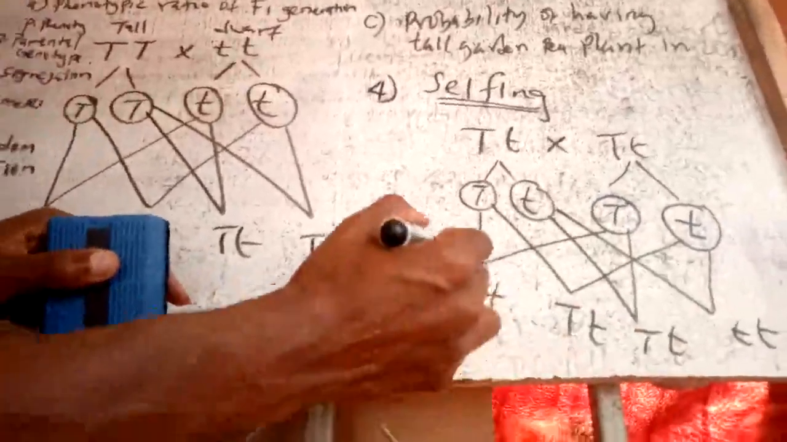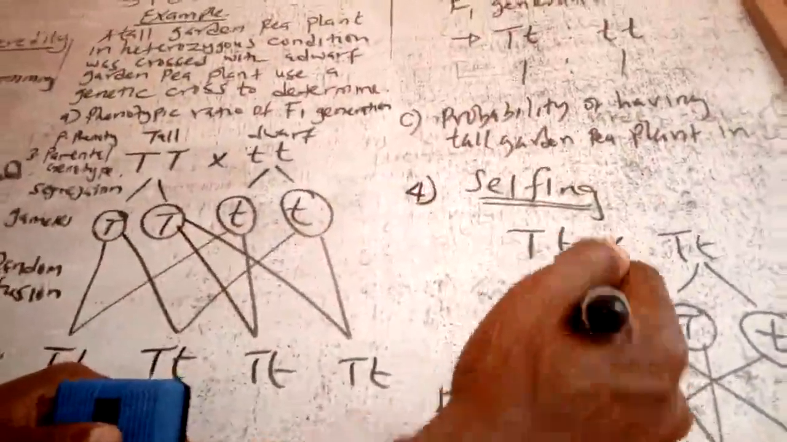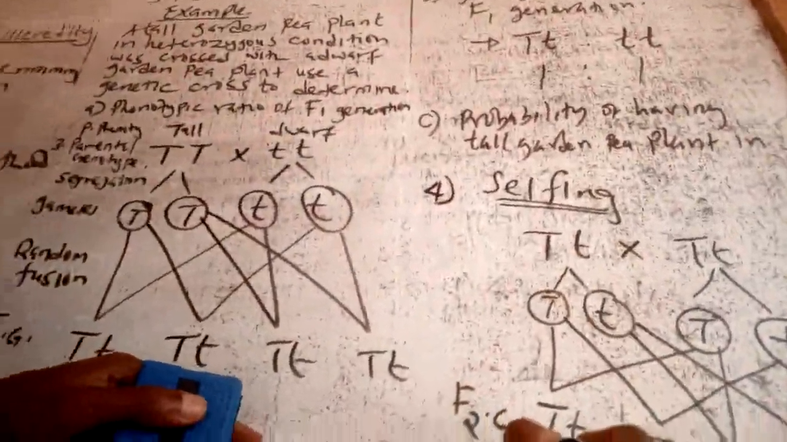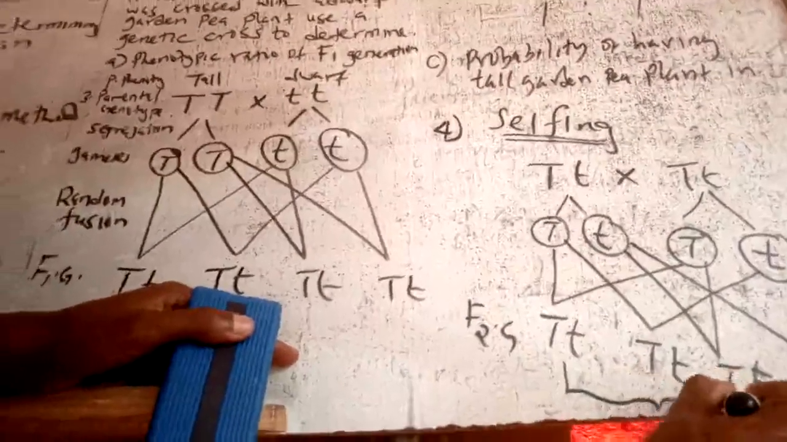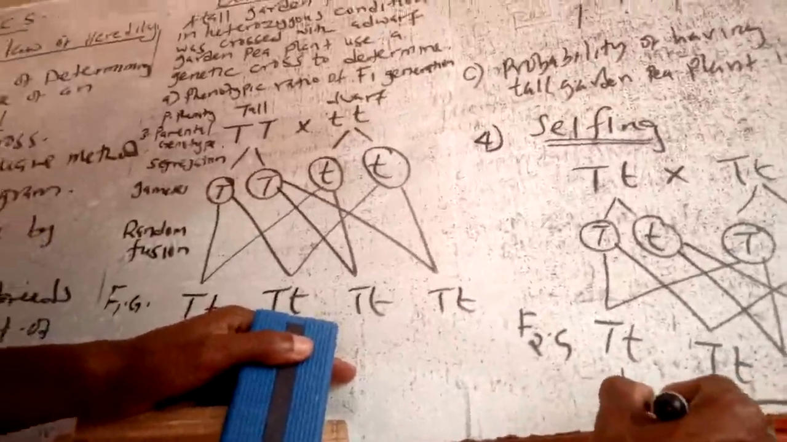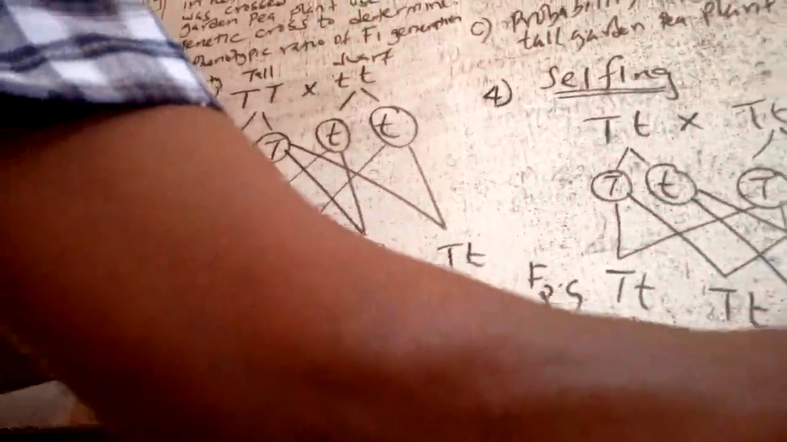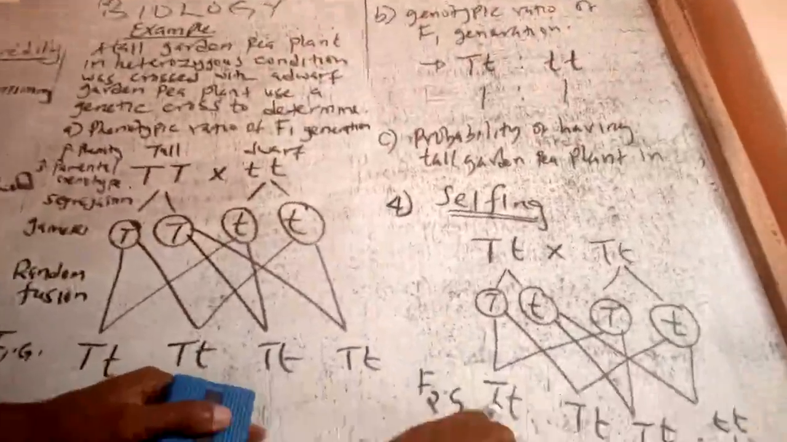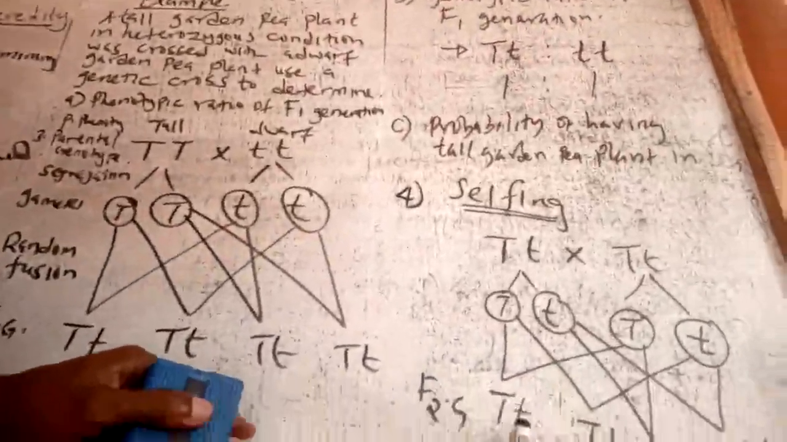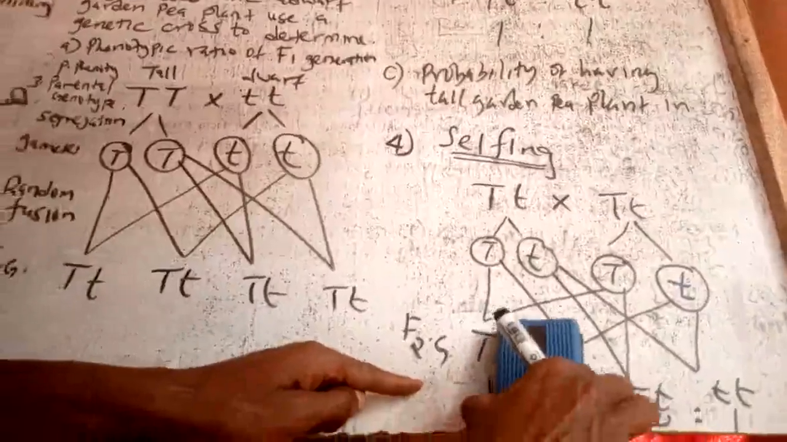And therefore, you can see that from his work, as far as selfing is concerned, he was able to obtain the number of tall garden pea plants, and the ratio was 3:1 as far as the dwarf garden pea plant is concerned. You can see that this one is crossing with this. Sorry, there is a capital T here.